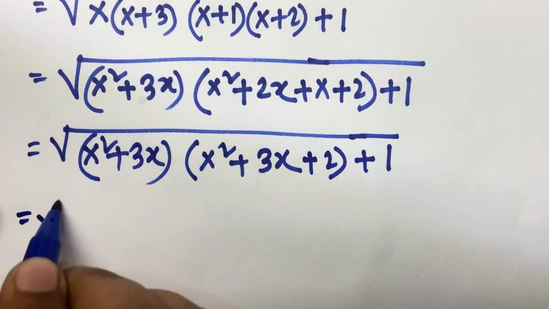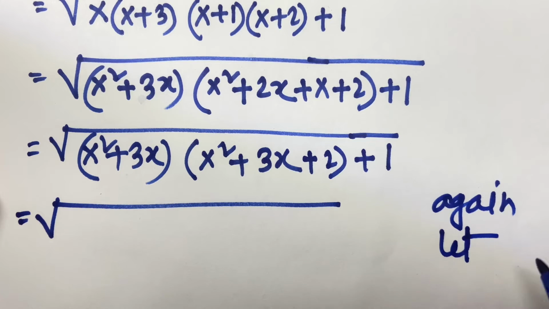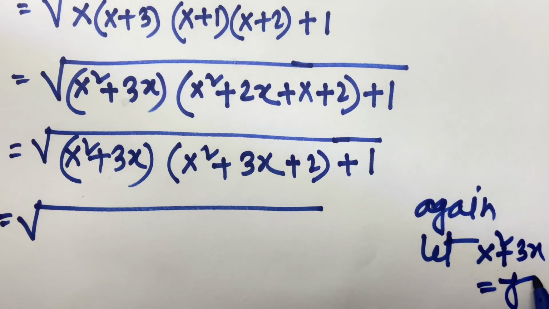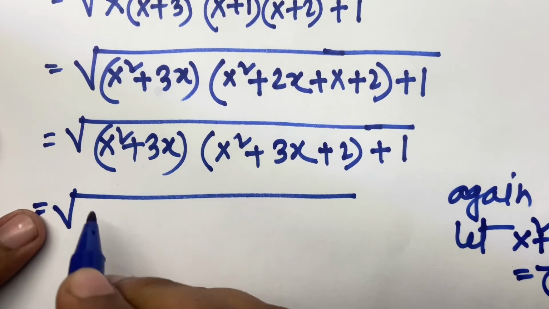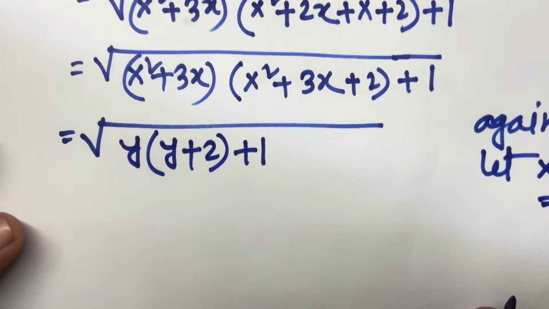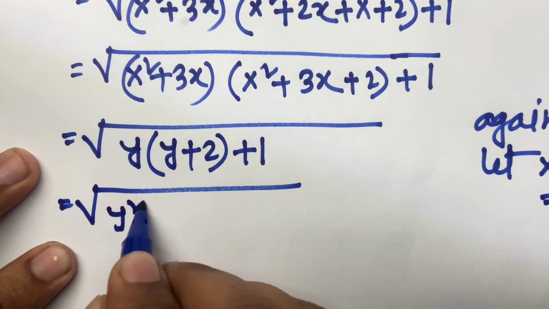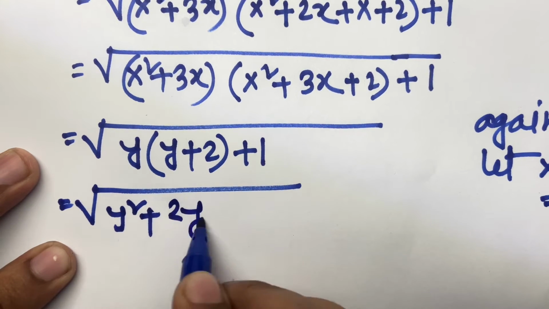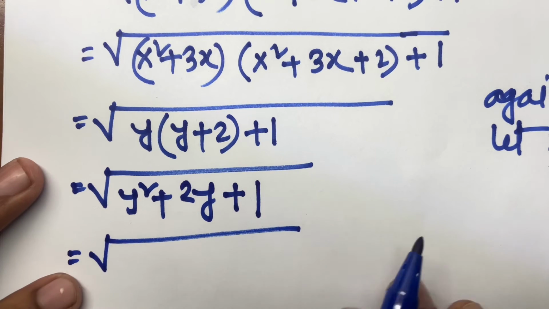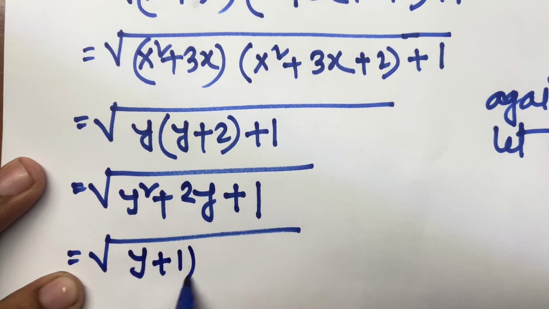Now again let x square plus 3x equal to y. This time I can say easily y times y plus 2 plus 1, and if I multiply I can say easily y times y equal to y square, plus 2 times y equal to 2y, plus 1. Now we know that y square plus 2y plus 1 equal to y plus 1 whole square.